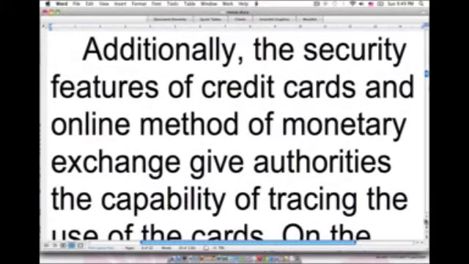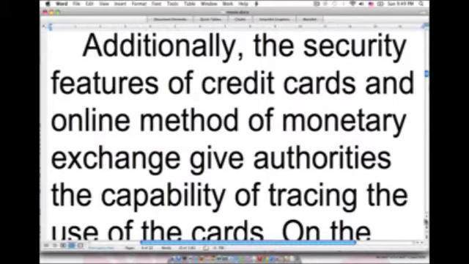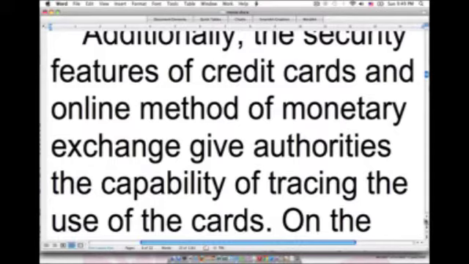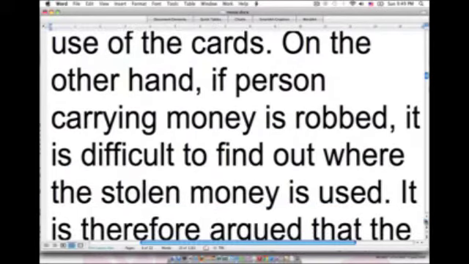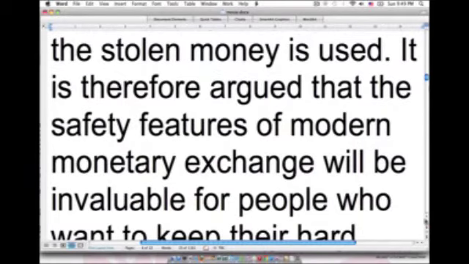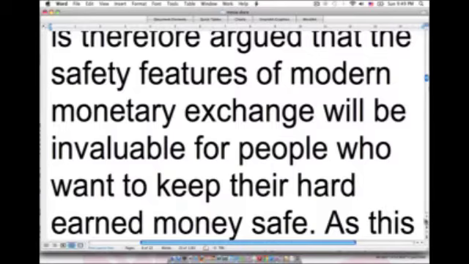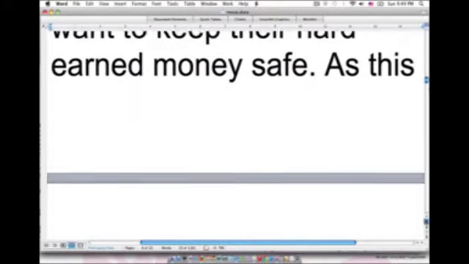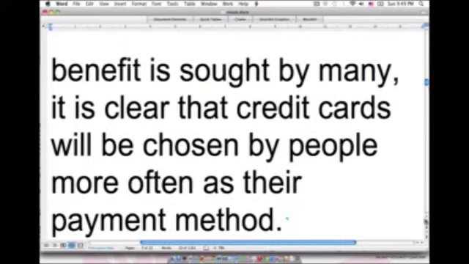Additionally, the security features of credit cards and online methods of monetary exchange give authorities the capability of tracing the use of the cards. On the other hand, if a person carrying money is robbed, it is difficult to find out where the stolen money is used. It is therefore argued that the safety features of modern monetary exchange will be invaluable for people who want to keep their hard-earned money safe. As this benefit is sought by many, it is clear that credit cards will be chosen by people more often as their payment method.